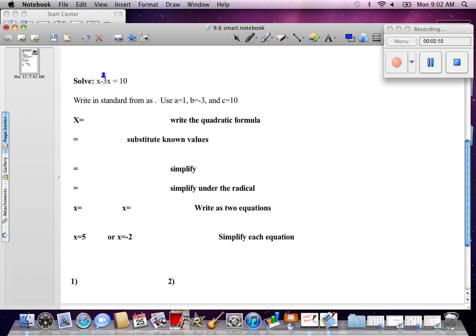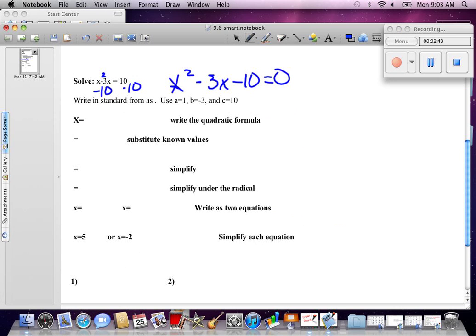No. We have a 10 on the other side. How do I get rid of that positive 10? Move it to the other side. What's the opposite of positive 10? Negative 10. So we're going to have to subtract 10 to make that 0. Okay, so now my new equation is x squared minus 3x minus 10 equals 0. That's the first step. Jalen, write it down. Thank you. So I have my x squared, my bx, my c equals 0.